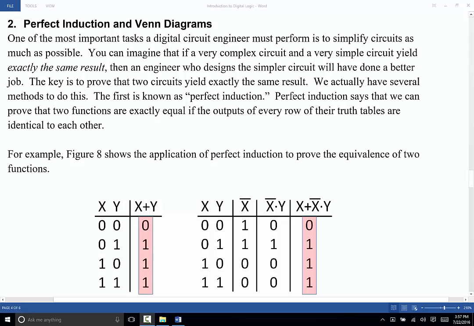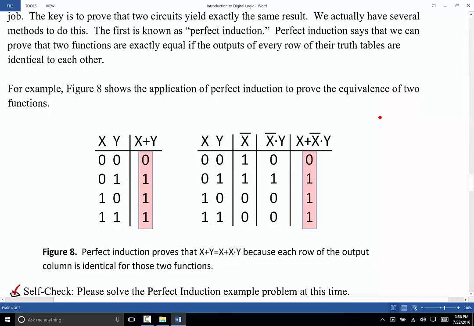As an engineer, our job is to try to make things be as efficient as possible. And so if two functions are perfectly equivalent to each other, our job is to choose the better one, to find the simplest one. One of the tools we can use to do this is known as perfect induction. Perfect induction is a tool that simply allows us to verify that two functions are exactly equivalent to each other. And how do we do that? We can prove that if the outputs of every row of their truth tables are exactly identical to each other. And so that's really what we're going to look at here with perfect induction.